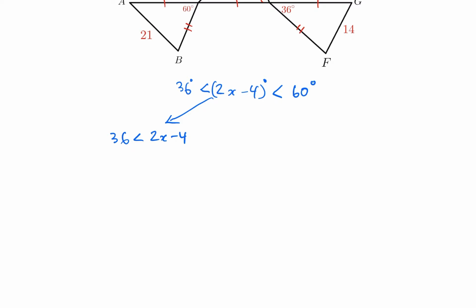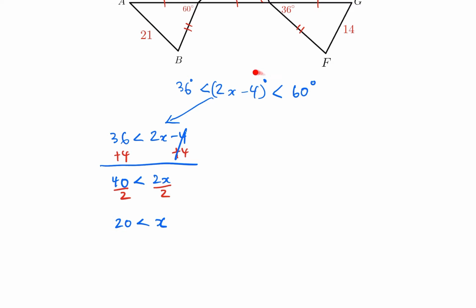And if we solve for x here, what we're going to do is move this negative 4 over to the other side, and we can do that by adding 4 to both sides. In doing so, these cancel out, and this becomes 40, and that's less than 2x. Then the last step is we want to get rid of this 2, basically making it 1. To do that, we divide both sides by 2. And the result is 20 is less than x. So we know just from this operation that x is going to be larger than 20.